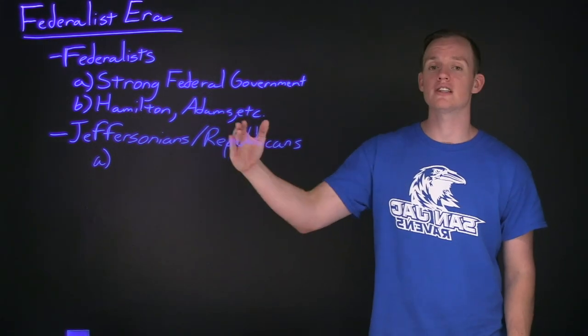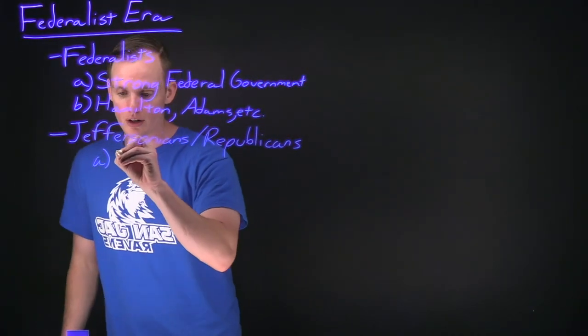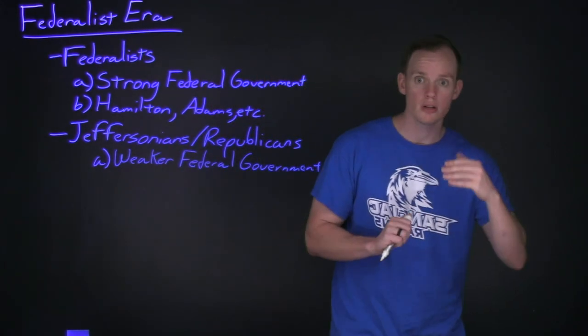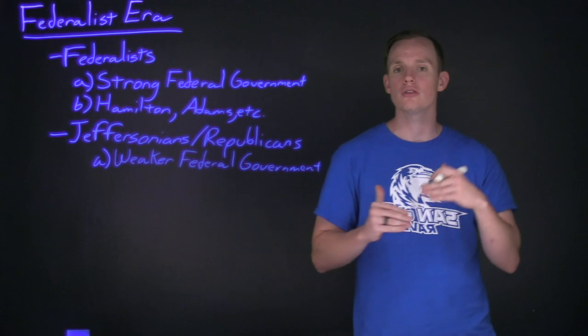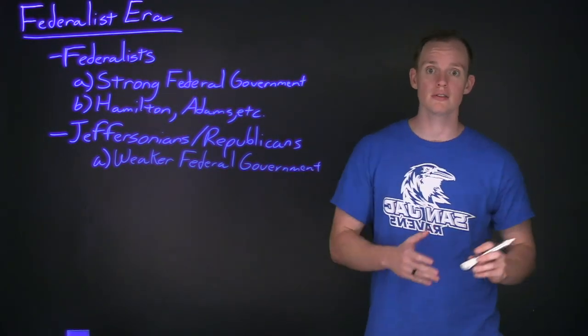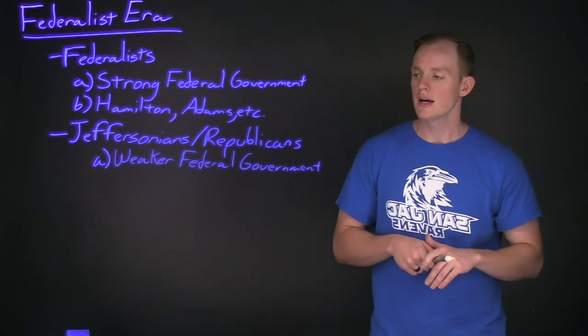But rather, this is the party of Jefferson, who would call for a weaker centralized government. They will believe that the Constitution should be strictly followed, that you should not create institutions that were not directly mentioned within the Constitution, and they will call for lesser taxes, and they will call for the destruction of the Bank of the United States, when we talk about that here in just a moment.